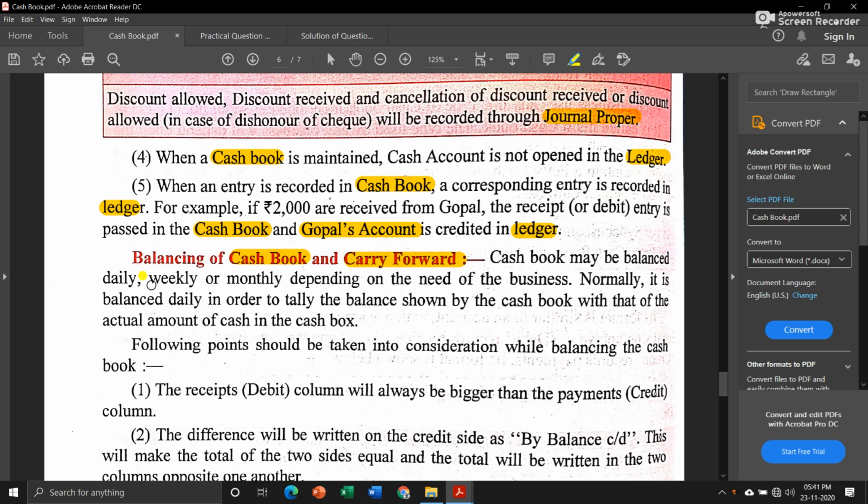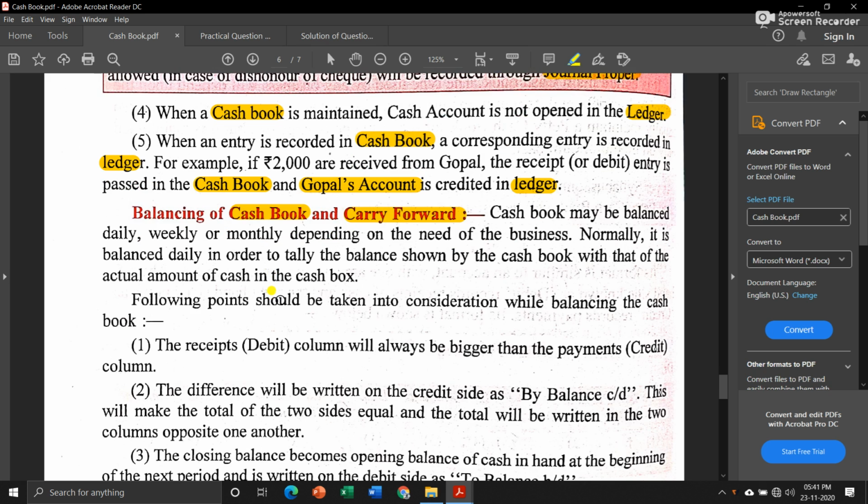Cash book may be balanced daily, weekly or monthly depending on the need of the business. Normally it is balanced daily in order to tally the balance shown by the cash book with the actual amount of cash in the cash box. Now suppose you are running a shop and you have prepared a cash book, you will balance it every day, so that the balance showing in your cash book is the actual amount of cash that you have at hand. But it is not practically correct in real life. It is just for theoretical knowledge.